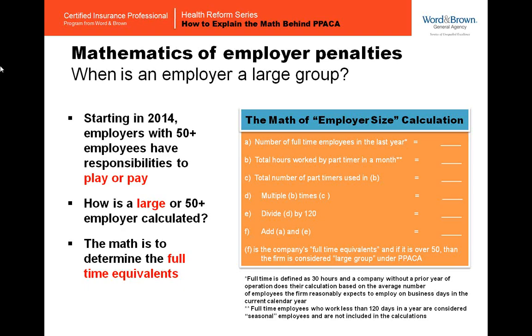So obviously, a person who works full-time, 30 hours or more, for 120 days or more, then he's full-time. Anybody who is not full-time or seasonal goes into the part-time count.